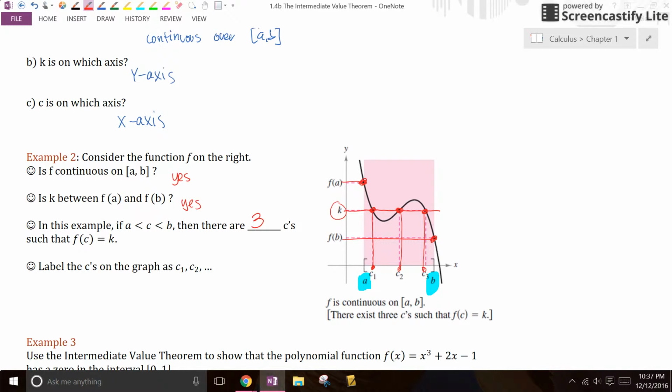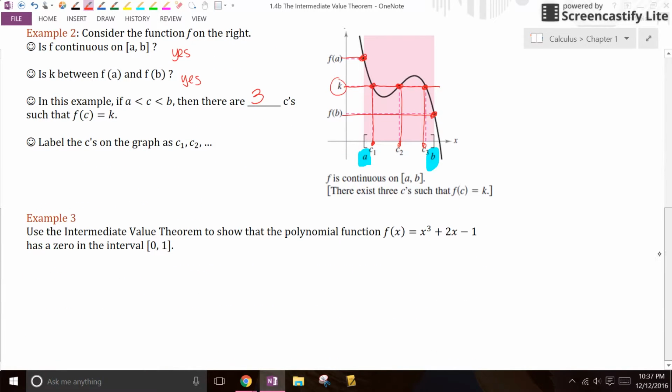Now let me show you a real generic, easy way to try to apply this theorem. Here is one right here. Use the intermediate value theorem to show that for that polynomial, there is a 0 in the interval 0 to 1, right? So what does that mean? That means I've got this function that's definitely continuous over that interval, so I'm feeling pretty good. Step 1, check. Is k between f of a and f of b? Well, I've got to find out. What is f of 0? If I plug in 0, I get -1. What is f of 1, the other part of the closed interval? If I plug that in, I get 1 plus 2 is 3 minus 1 is 2.